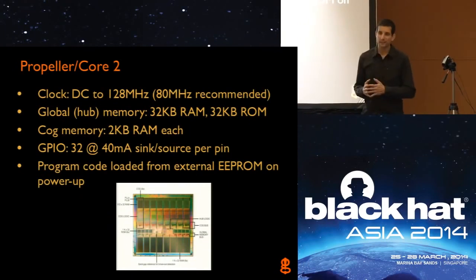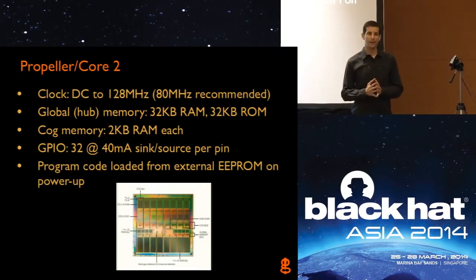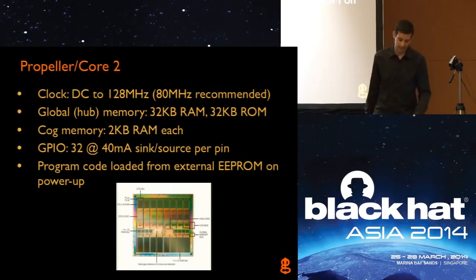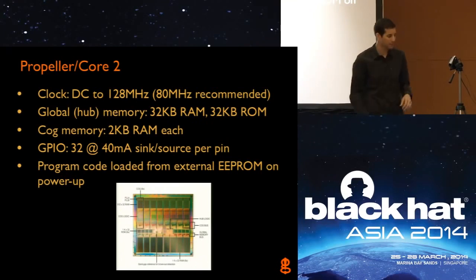The system normally runs at 80 megahertz, which seems slow when you compare it to like a Linux-based thing or a mobile phone or something. But really, 80 megahertz for like a standalone hobbyist type of microcontroller is pretty good. It's pretty fast. And you can actually overclock it to 128 megahertz with pretty good reliability.